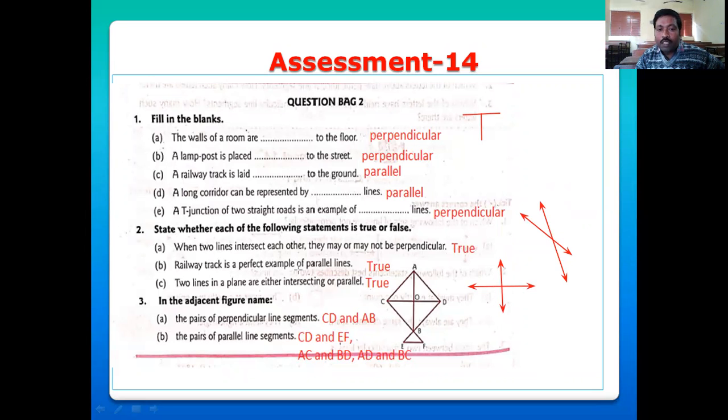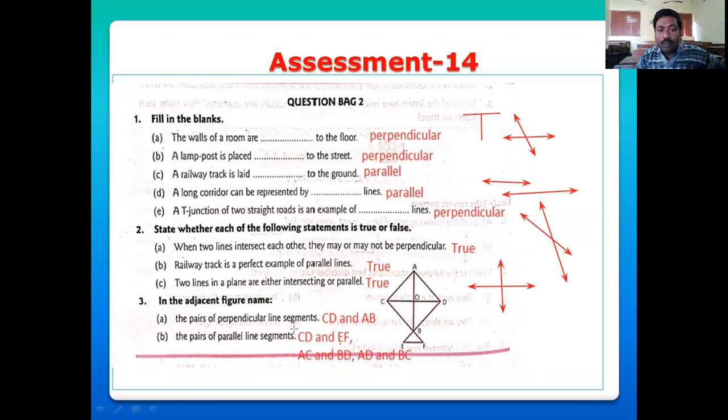Railway track is a perfect example of parallels. Yes, as I have seen in the previous case, railway track is a perfect example of parallel. This is true. Two lines in a plane are either intersecting or parallel. Yes, when we draw two lines in a plane, they intersect, otherwise they do not intersect. So this is true.